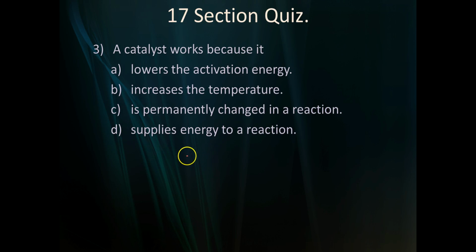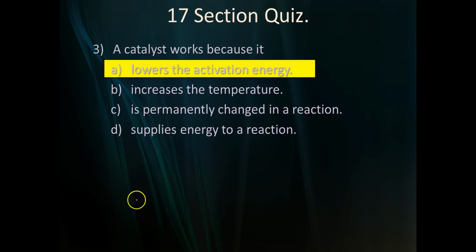Third one, a catalyst works because it A, lowers activation energy, increases temperature, is temporarily or permanently changed in a reaction, or supplies energy. And the correct answer, drum roll, is it lowers our activation energy. So if we had a reaction pathway with a huge activation energy from reactants to products, the catalyst would simply lower that and make the reaction easier to happen.